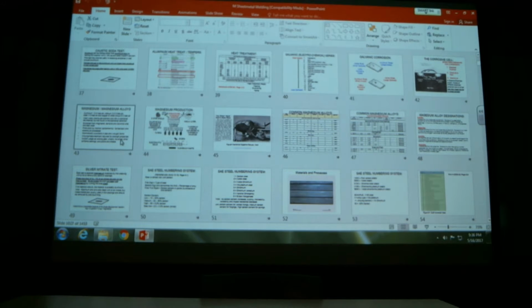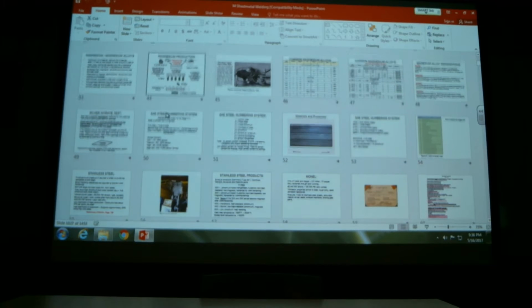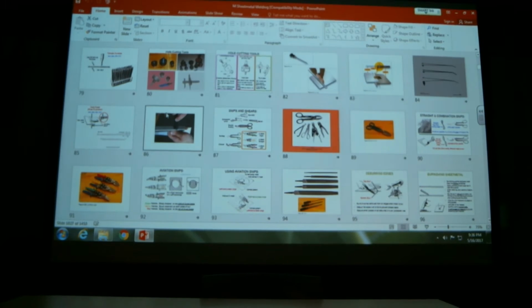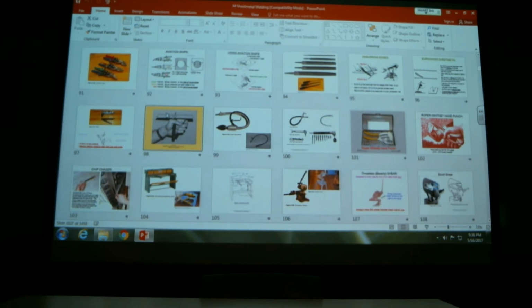How do aircraft aluminum alloys generally get their strength? Can anybody just give me one word or a couple of words to tell me how? Heat treatment. Very good. What's the purpose of deburring metal prior to riveting? Why do we do that? Stress risers. Prevent stress risers. Very good.